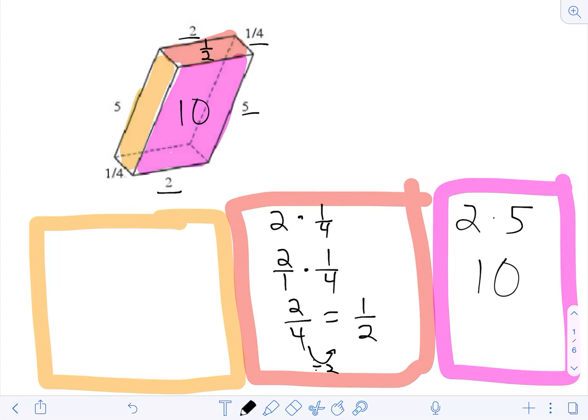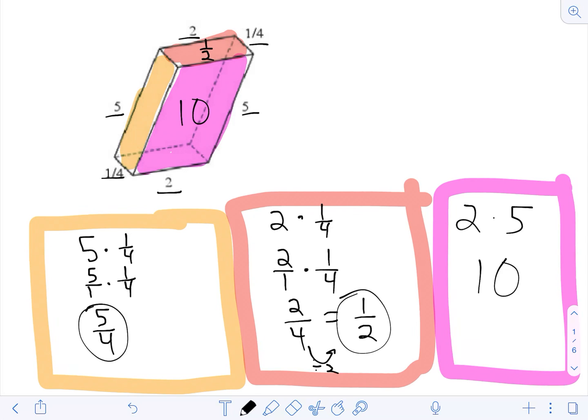Okay, same thing for the orange. 5 1/4, so 5 times 1/4, which is 5 over 1 times 1 over 4. Multiply them straight across, and you get 5 over 4, which is as reduced as you can get. So now we have these three fractions that we have to add together, then double. So let's do it. We have 5 fourths plus 1/2 plus 10.